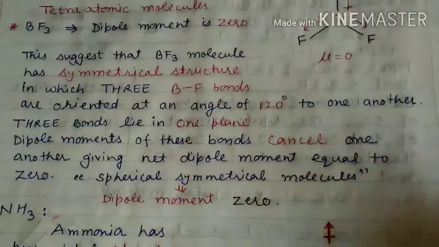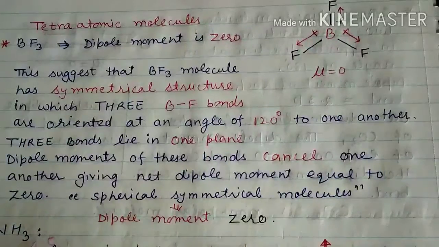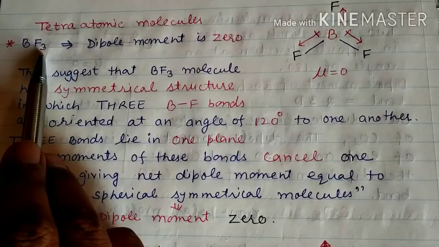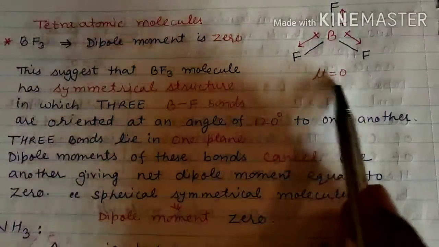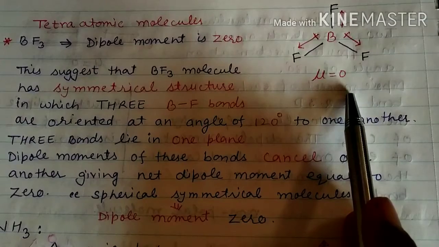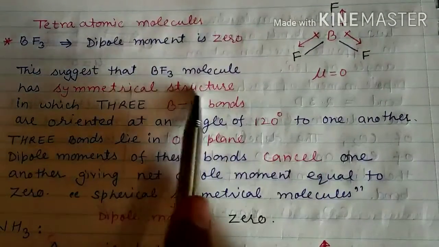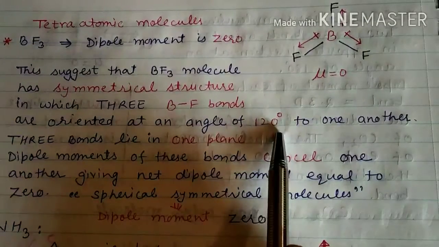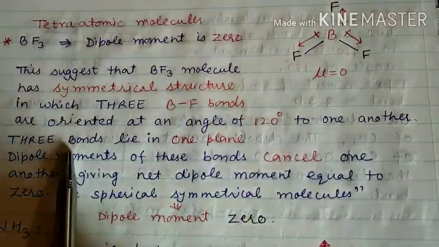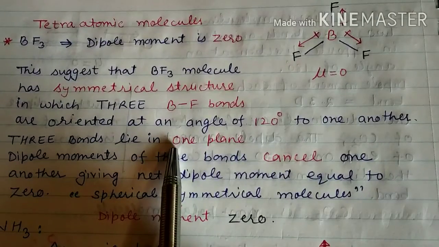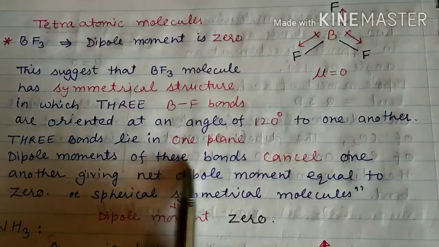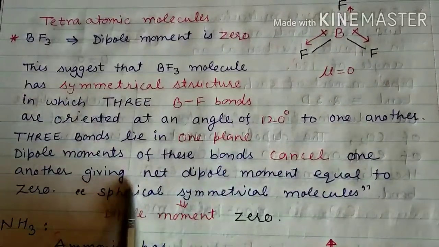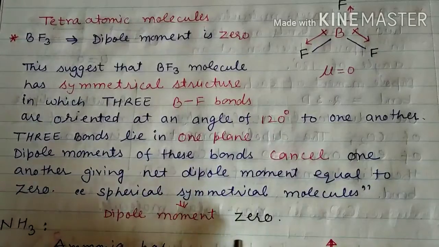Further, if we look at tetraatomic molecules having 4 atoms, like in case of BF3, boron trifluoride, you can see the dipole moment is again 0. This is because this is a symmetrical structure in which the 3 BF bonds are oriented at an angle of 120 degrees to one another. The 3 bonds lie in one plane. The dipole moments of these bonds cancel one another, giving the net resultant dipole moment 0.